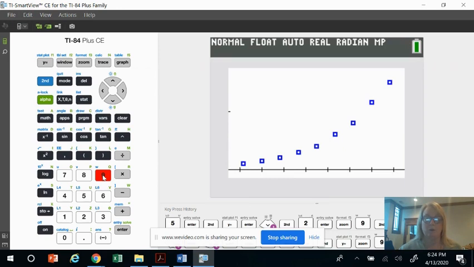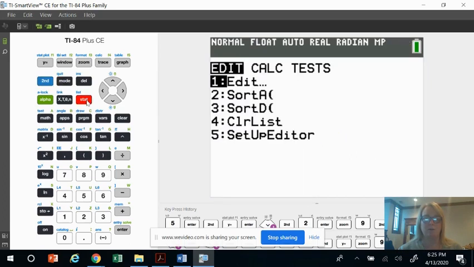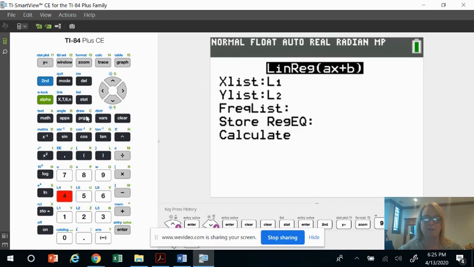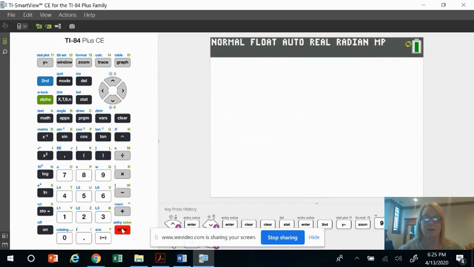Now, one thing I noticed that this does, I mean, they're kind of on a line, but there really does seem to be a definite curve. But I'm going to go ahead and run the linear regression model. So to do that, we do stat, calc, linear regression. I've got L1 and L2 in, and I'm going to calculate.